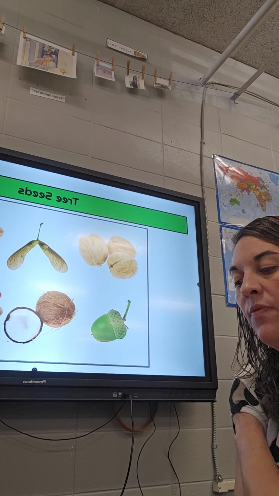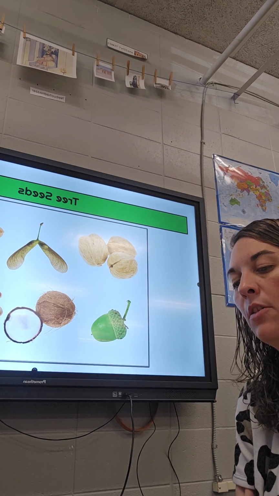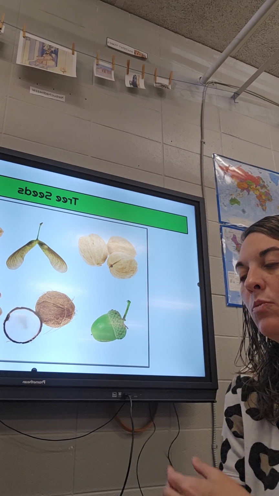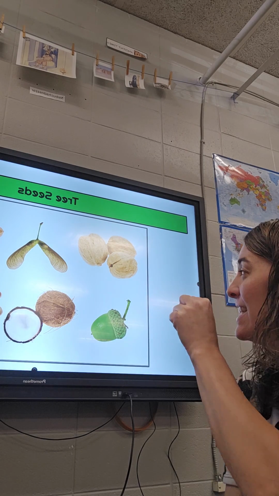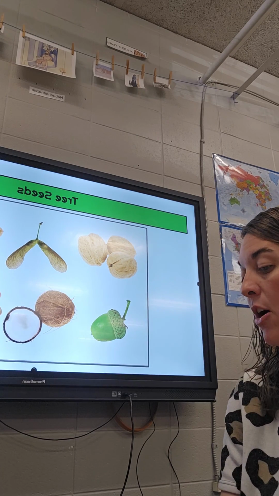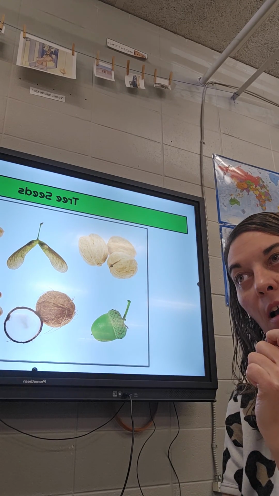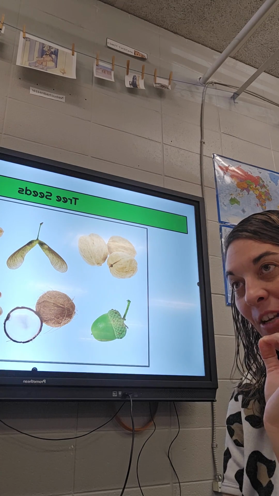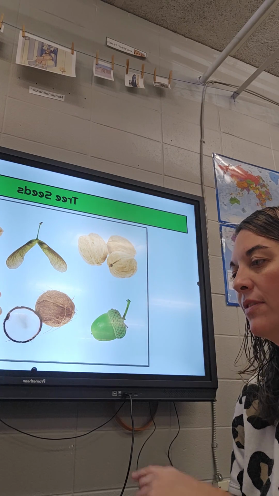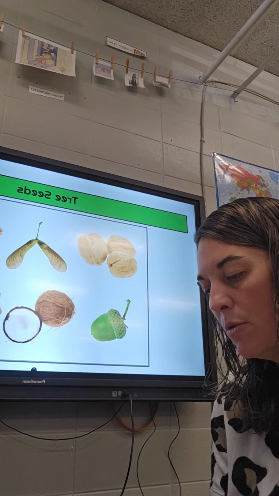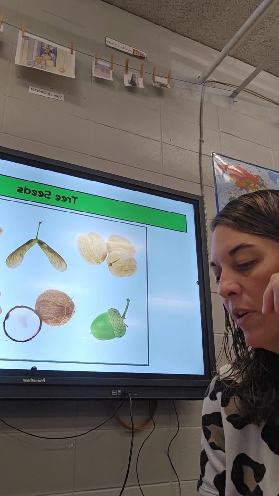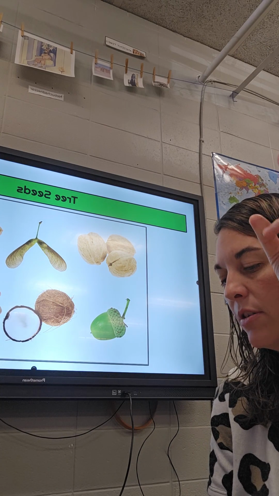Trees follow the same life cycle as other plants. Just like that of a flower, a tree's life cycle begins with a tiny seed. Good job. Tree seeds can be as large as tennis balls or as tiny as freckles. Little bitty. They come in various shapes and sizes too. They can be flat, smooth, bumpy, long, or thin.